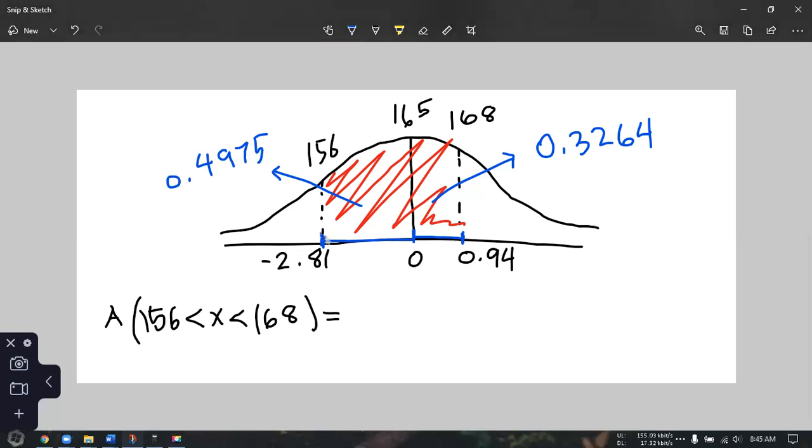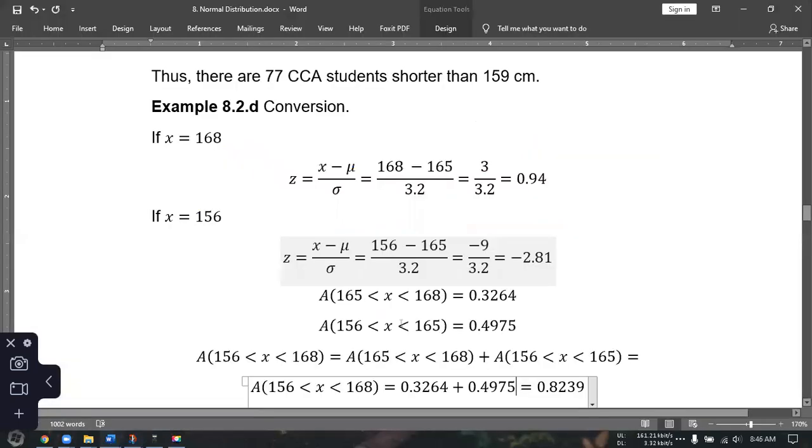This is 0.4975 and this is 0.3264. Then the total area from 156 to 168 is their sum. We'll be adding the areas. 0.3264 plus 0.4975, that is 0.8239.